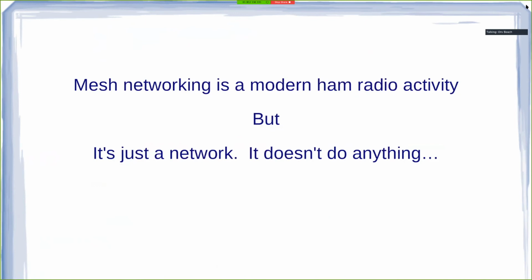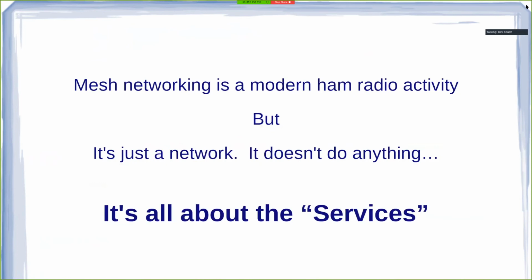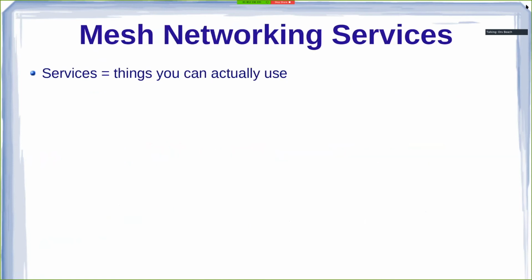It doesn't do anything. It's all about the things you can get to on the network. On the internet, it would be like Google, Gmail, Facebook, whatever. Without those, it's just a network. So the things you can actually use, and these are the same things you can use on the internet, but using them on ham radio provides us with a lot of possibilities for both our use and emergency communications.